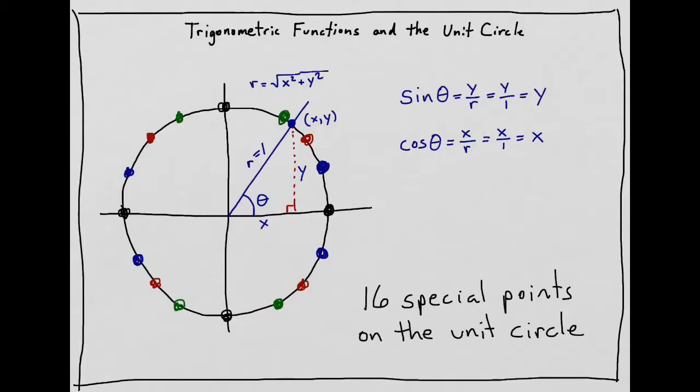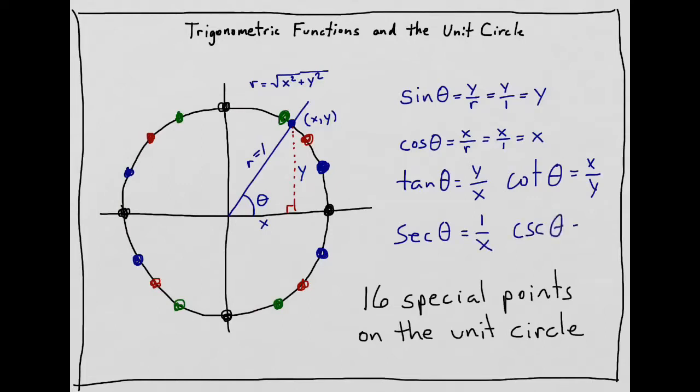So maybe I should add, we can define the other ratios in a similar way. Tangent of theta is still going to be y over x. Cotangent is still going to be x over y. Secant, we can think of on the unit circle, secant will become 1 over x. And cosecant will become 1 over y.